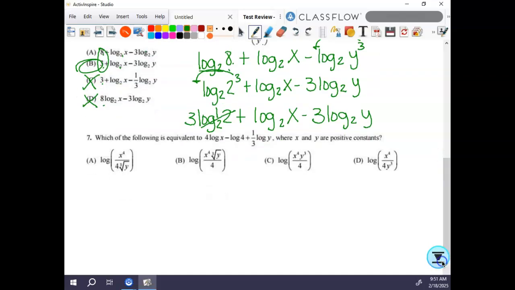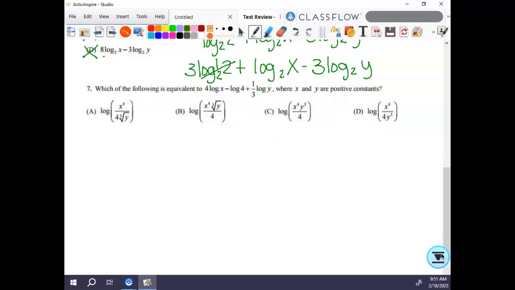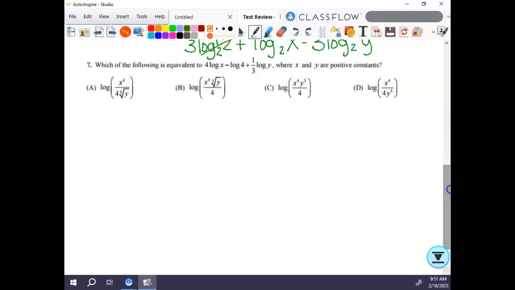All right, so when we're putting them together, remember that we first have to make these into exponents. So I'm going to get log of x to the 4th minus log of 4 plus log of y to the 1/3 power. Okay, so then I'm going to make it into 1.